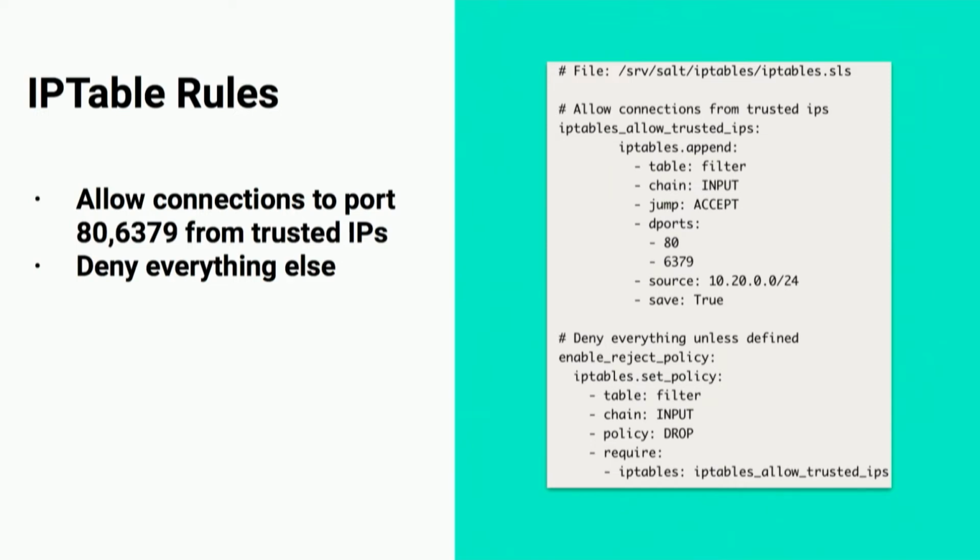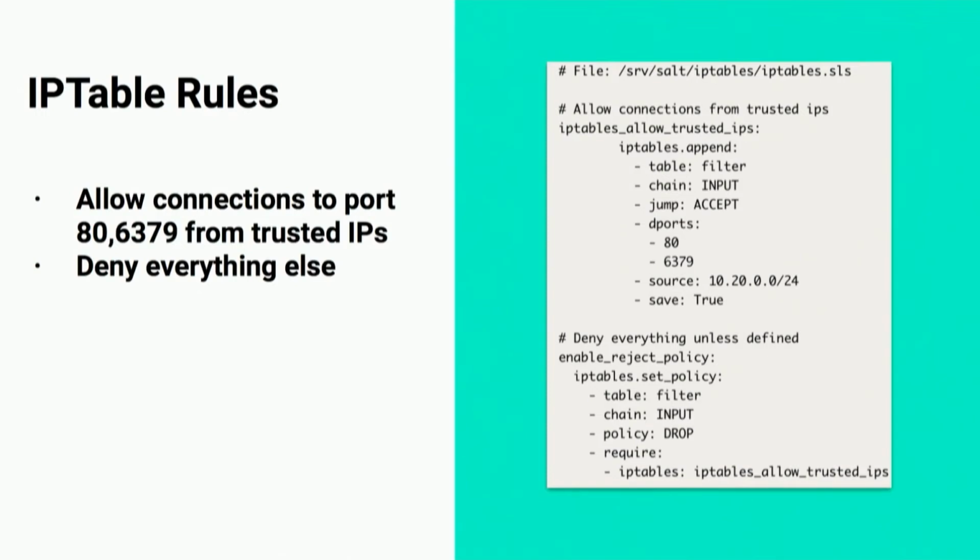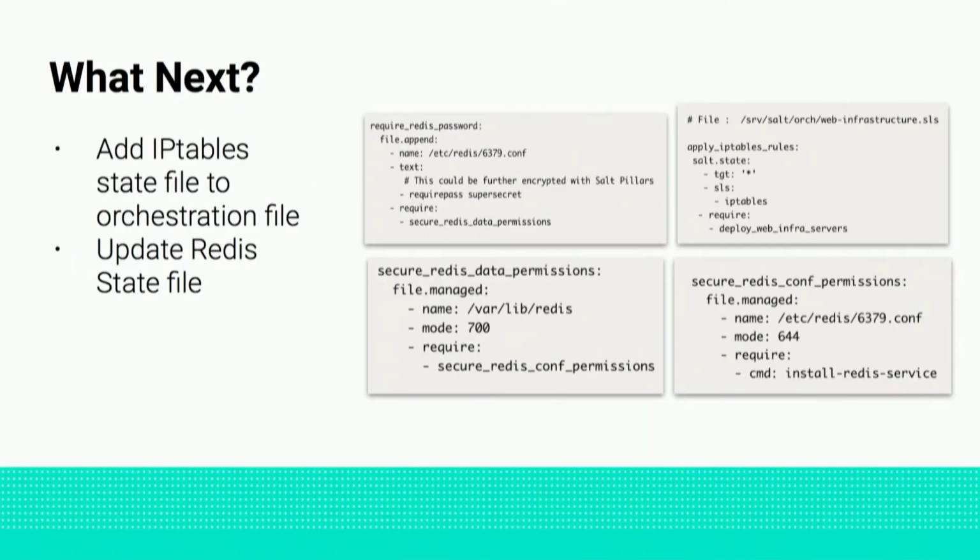So you propose an IP tables rule, a few changes to the Redis state file. And then once you have this, you would update the Redis state files to include the file permission changes, the password requirement, and then you would update the orchestration file to have a reference to the IP tables rules, and you're all good to go.